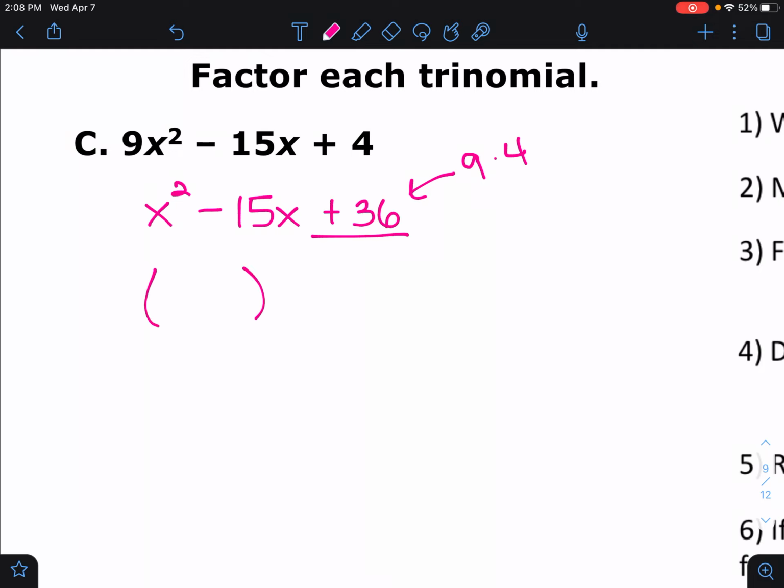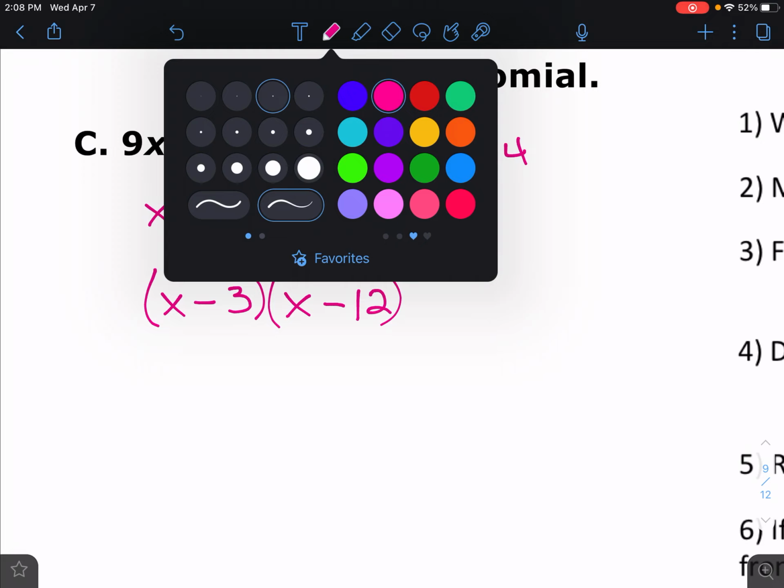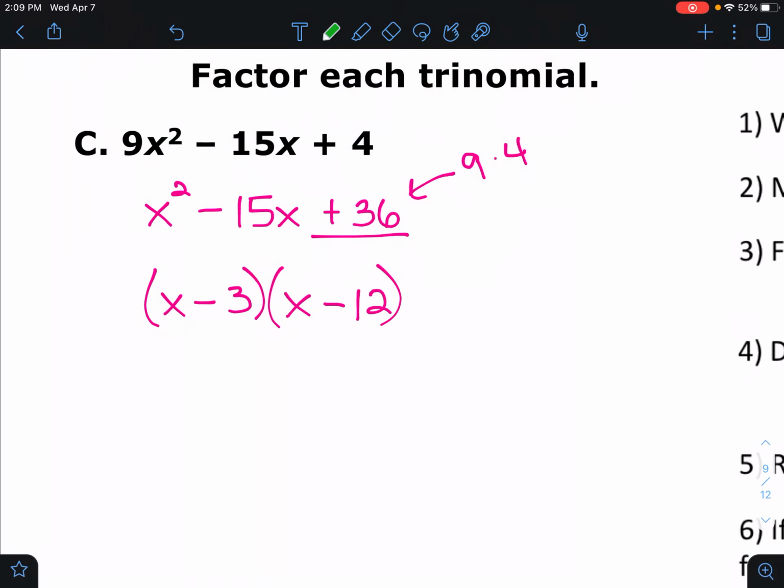All right. What are two numbers that multiply to be 36 but add up to be negative 15? Well, it's positive 36, and I need a negative 15, so that tells me that both numbers have to be negative. So let's see, that would be negative 3 and negative 12. Okay. Now, let's see. I want to take my 9, and I'm going to write it underneath. So again, this number is going to go underneath both of these.